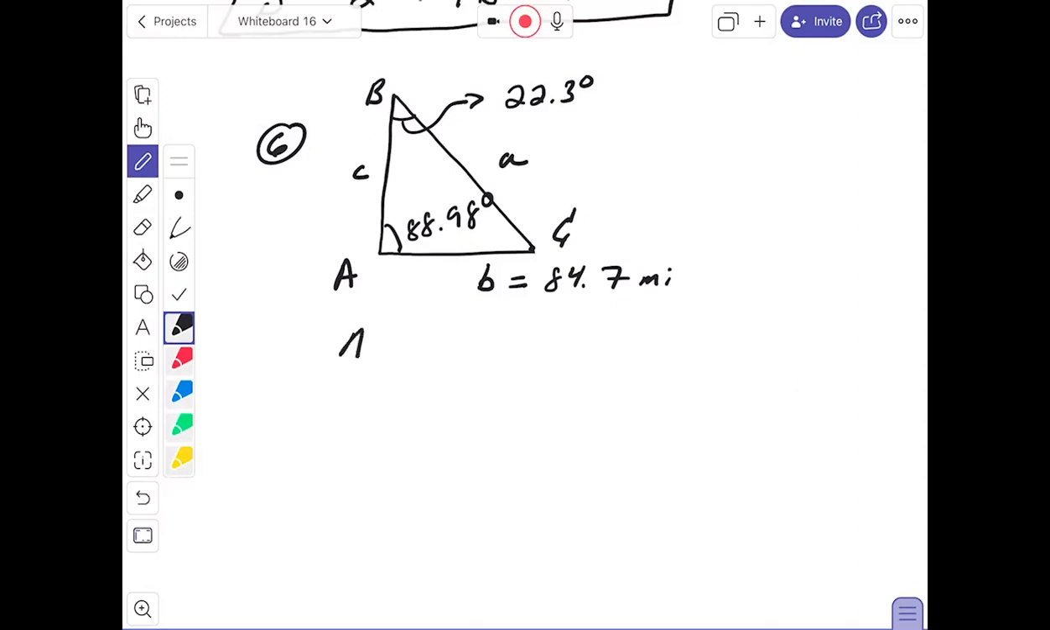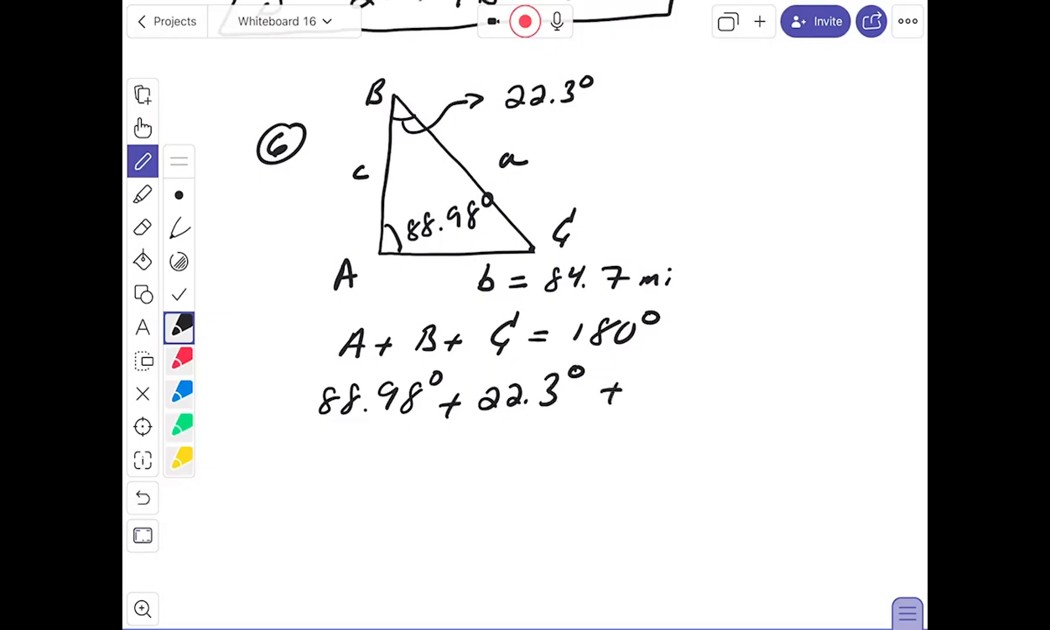And why is that? A plus B plus C equals 180 degrees. Well, A is 88.98 degrees, B is 22.3 degrees, and C, I'm sorry, I don't know what C is, but added together they would be 180 degrees.